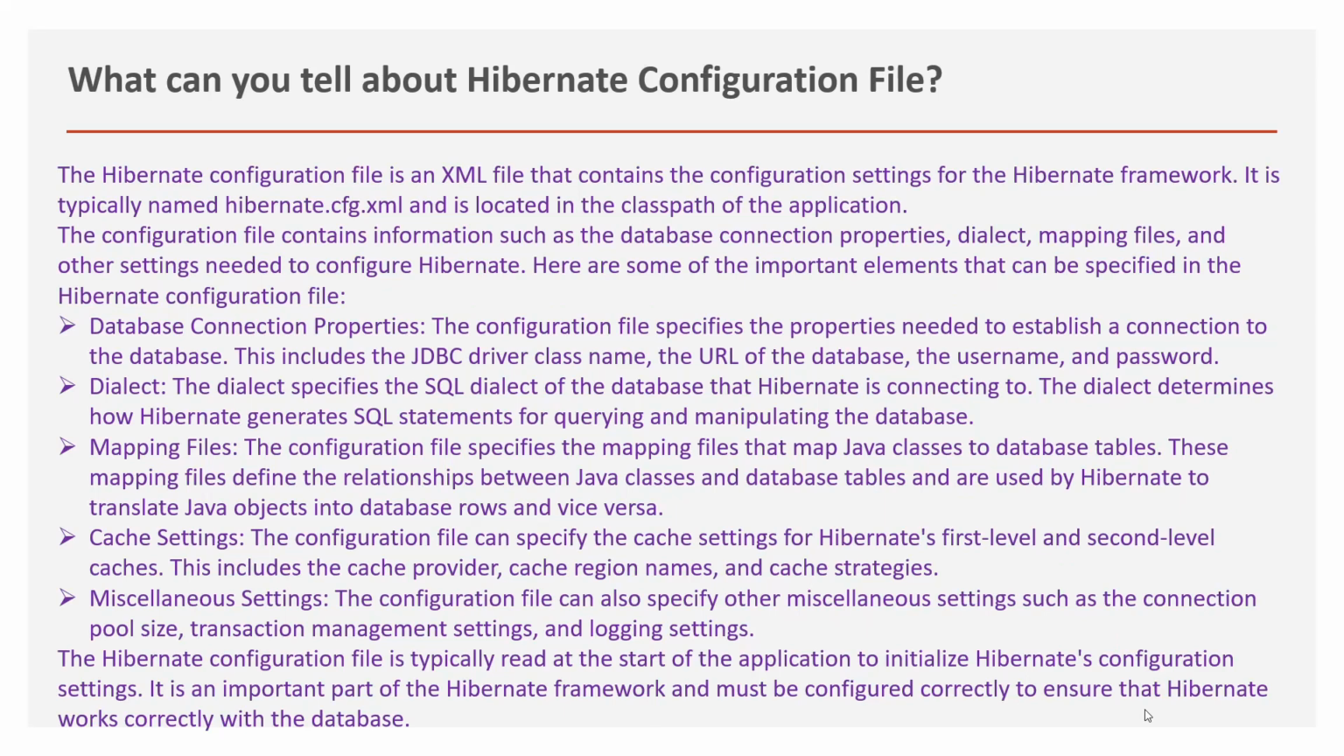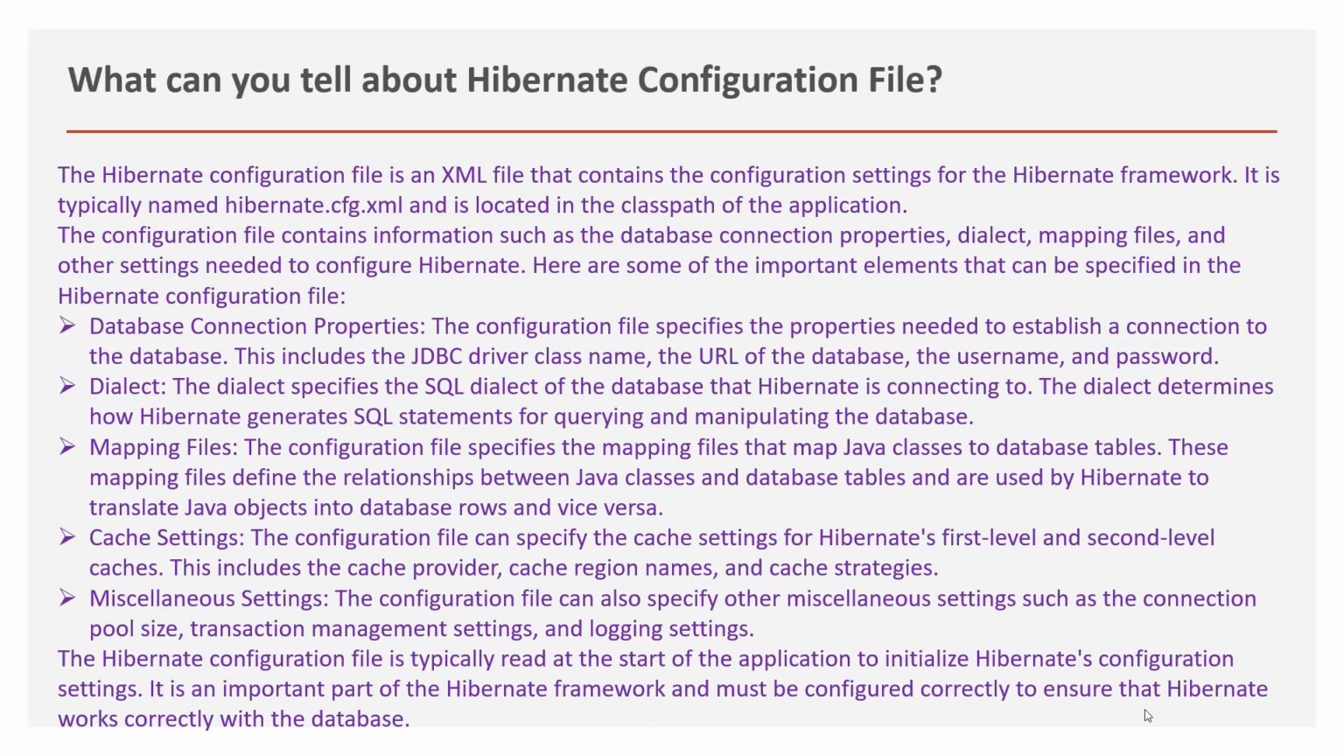Database connection properties. The configuration file specifies the properties needed to establish a connection to the database. This includes the JDBC driver class name, the URL of the database, the username and password. Dialects. The dialect specifies the SQL dialect of the database that Hibernate is connecting to. The dialect determines how Hibernate generates SQL statements for querying and manipulating the database.